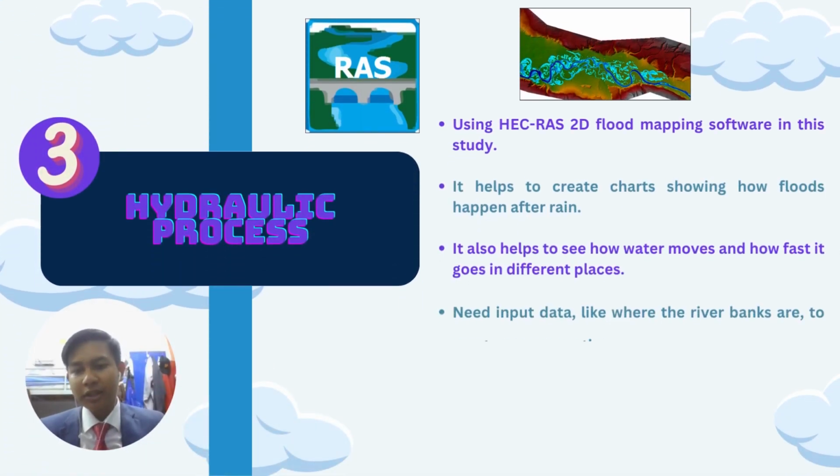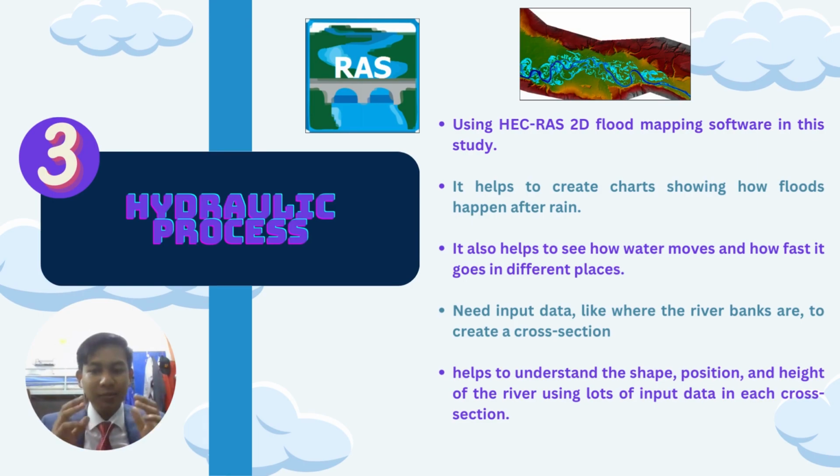Okay, the third one is hydraulic process. So in this methodology, we will start with software, which is HEC-RAS. We are using HEC-RAS as the flood mapping software in this study. It helps to create charts showing how floods happen after rain, and it also helps to see how water moves and how fast it goes in different places. So our site is Jasin.